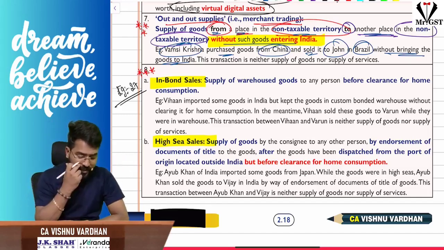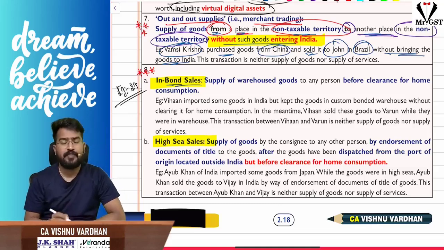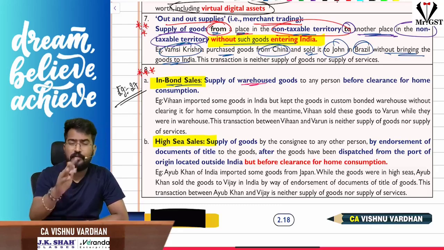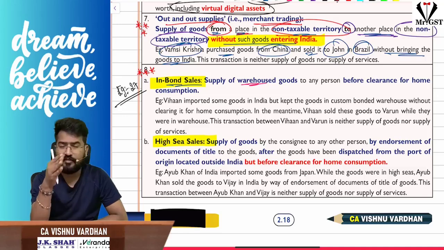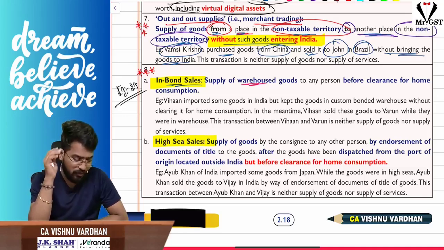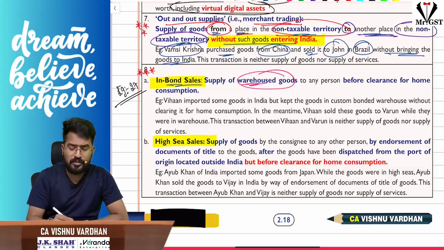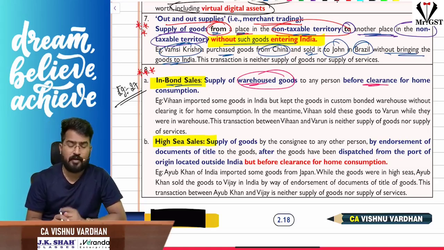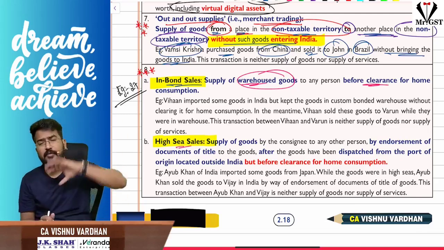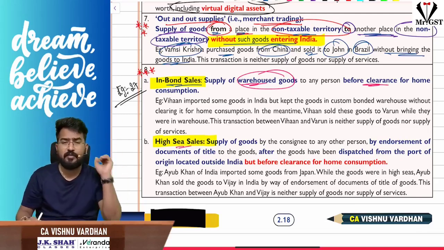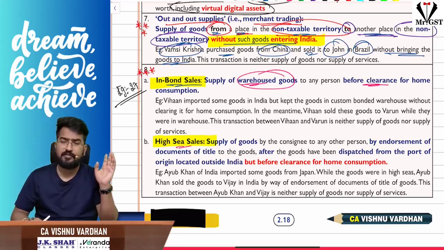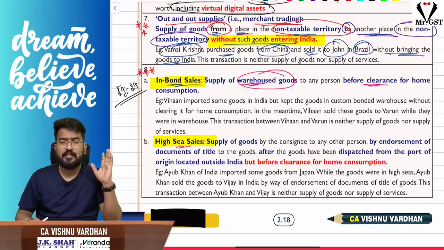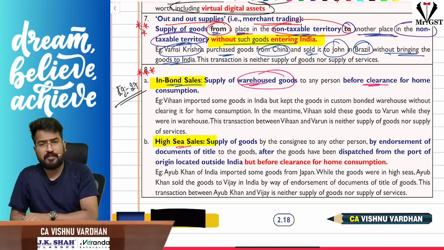And the last one here in Schedule 3 is inbound sales, supply of warehoused goods. In this particular entry, we have two things which are important for you, the 7th and 8th points. When the goods are being warehoused and before clearance for home consumption itself they have been sold, then it is not a supply. No GST on that. Or high sea sales. That means when the goods are coming from outside India, I will just show you one example on this. When the goods are coming from outside India, before clearance for home consumption, the goods are sold on the high seas itself. That means by endorsing the documents of title, the goods are being sold even before clearance for home consumption. Then we call it high sea sales.